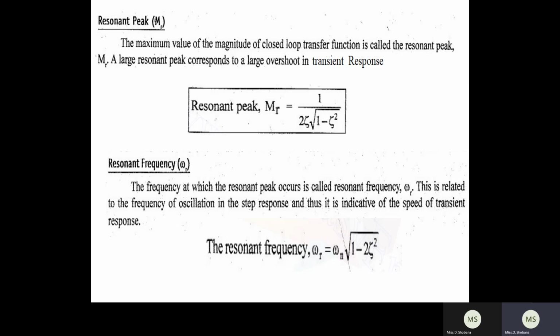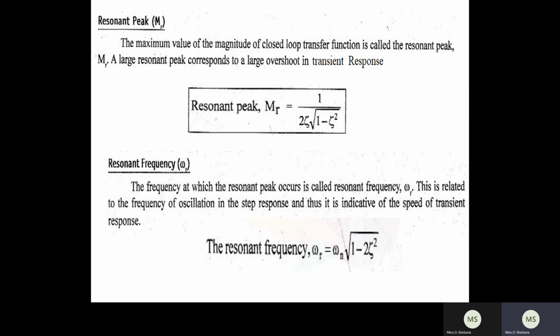First of all, we can take the resonant peak. The maximum peak value of the magnitude of a closed loop transfer function is called the resonant peak. Otherwise we can say a large resonant peak corresponds to a larger overshoot in the transient response. The resonant peak is always denoted as M R, which is equal to 1 divided by 2 del into root of 1 minus del square.